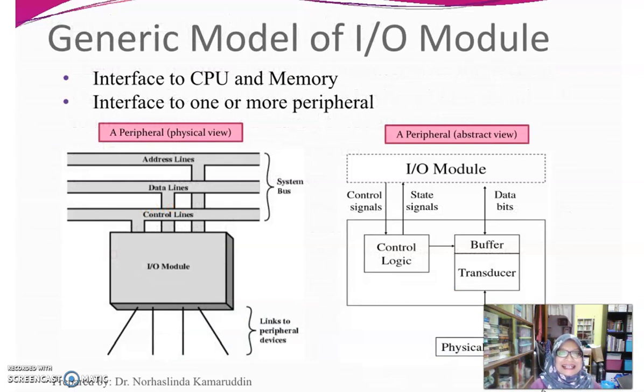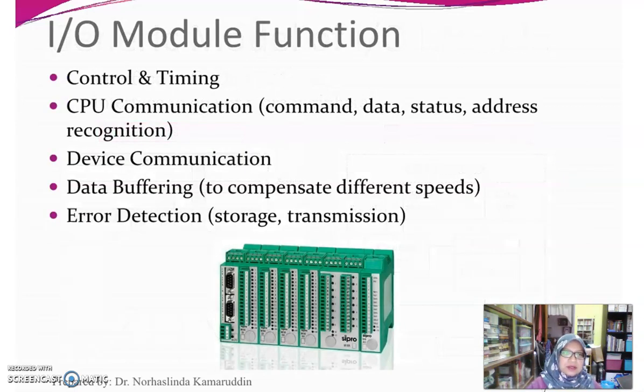So this is the generic model of an I/O module. It is the interface to the CPU and memory. On your left here is the physical view, whereas on your right here is the abstract view. So what is the function of the I/O module? It can control and time the CPU communication, handle device communication, data buffering, and error detection.